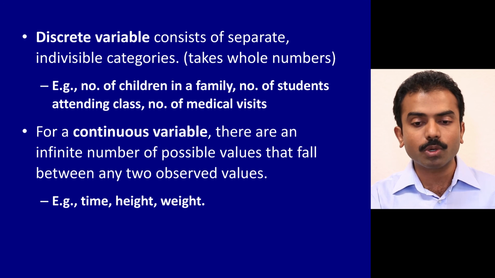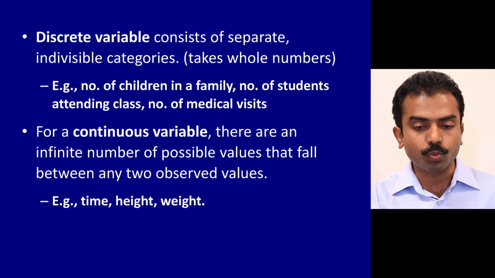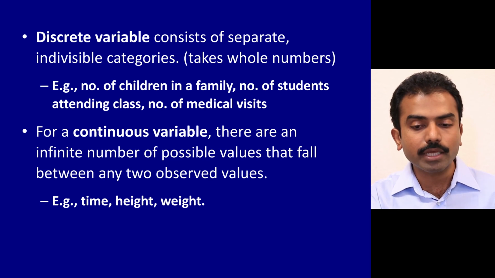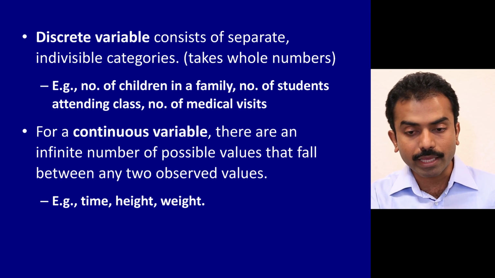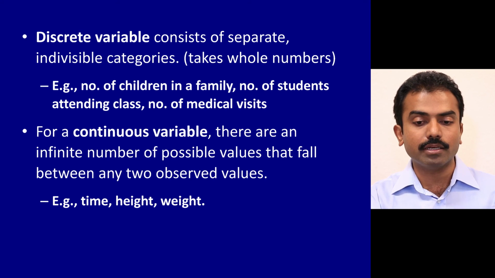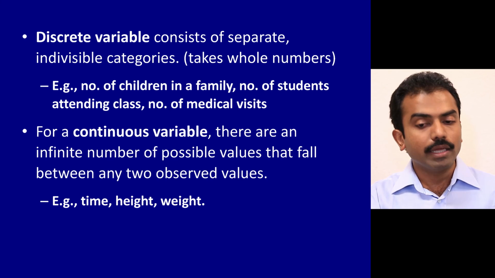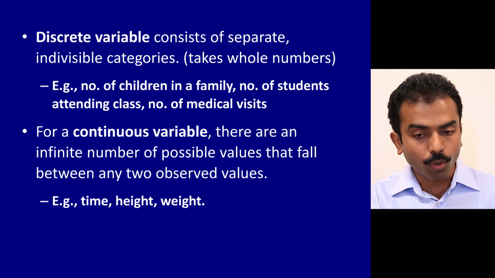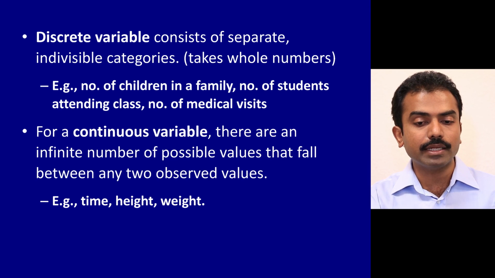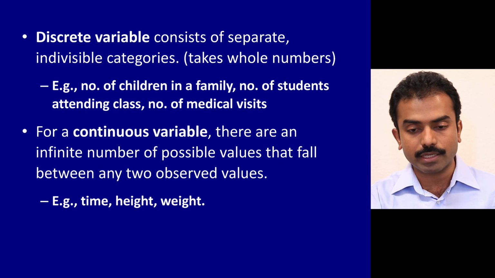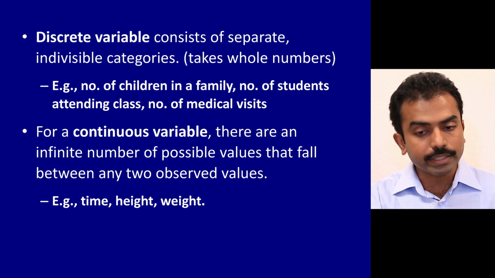For example, number of children in a family. It can take only whole numbers. It can be 0, 1, 2, 3, 4, and so on. It can't be a 1.5. Doesn't make any sense. Number of students attending a class. Again, whole numbers. It is numbers, but only whole numbers. It contains separate indivisible categories. Number of medical visits to a clinic, for example, is another example of a quantitative variable, but discrete.